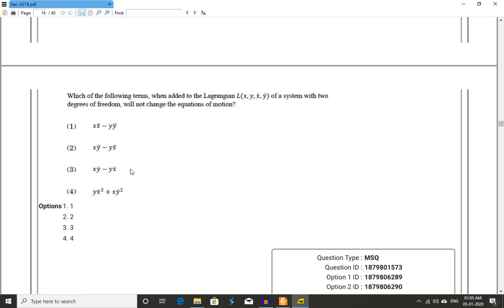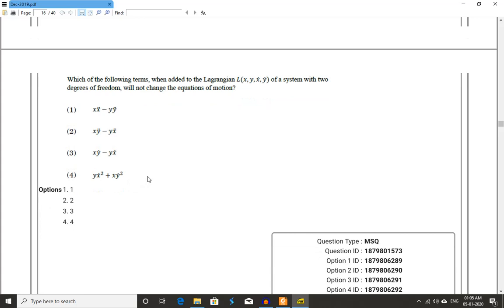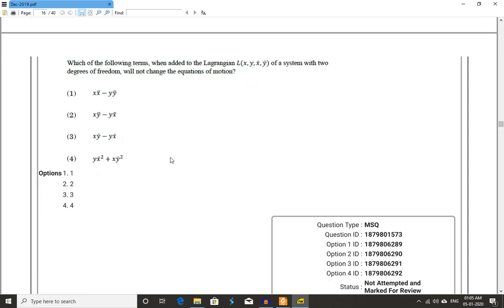If only functions of velocity are allowed, options 3 and 4 remain. But I could not find any function whose total time derivative gives option 3 or 4. If you can find some function whose time derivative gives either of these two, then you are done. But I still could not get it.